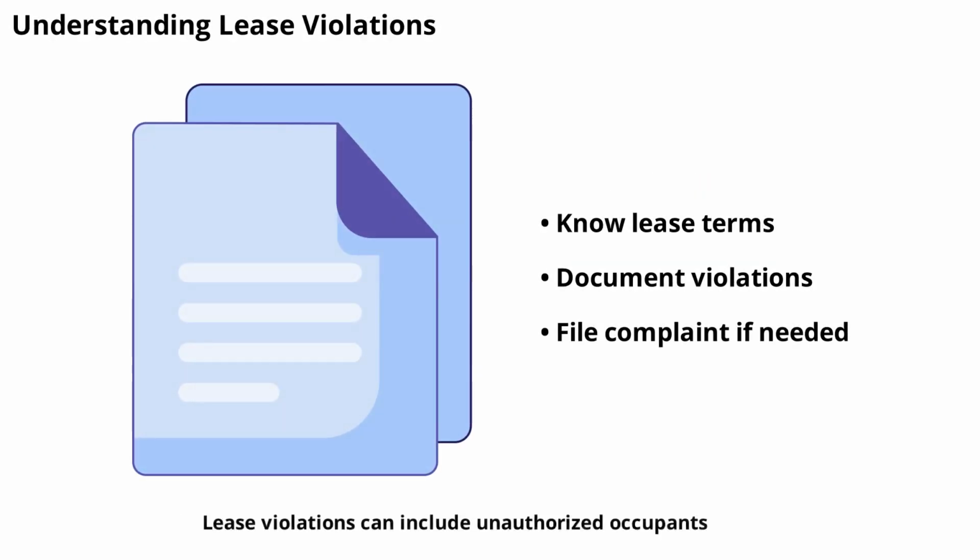Lease violations can include unauthorized occupants, illegal activities, or failure to pay rent. If you're accused of a violation, review your lease and gather evidence to support your case. If your landlord violates the lease, document the issue and file a complaint if necessary.